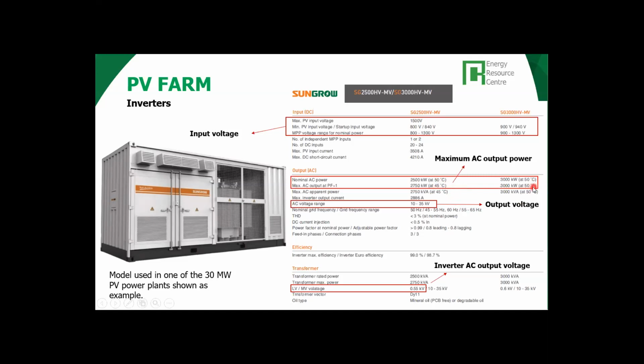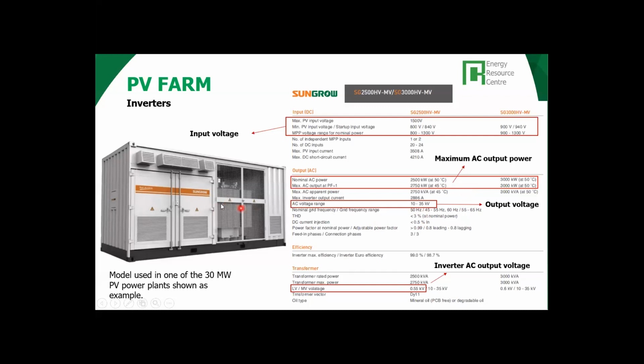Temperatures could be much higher than that, so these models would not be delivering this capacity. For the voltage range, from 10 to 35 kilovolts per unit, so really flexible. And then that's the inverter.